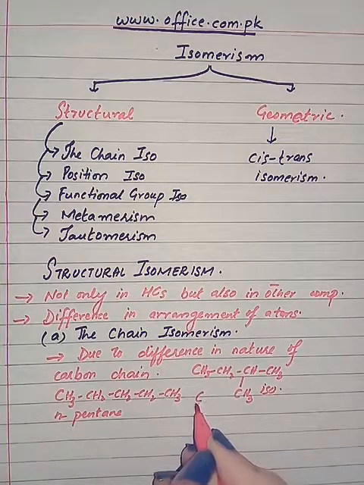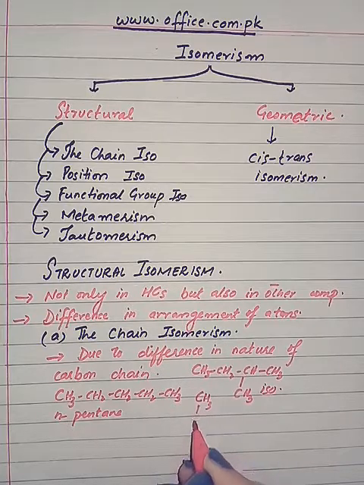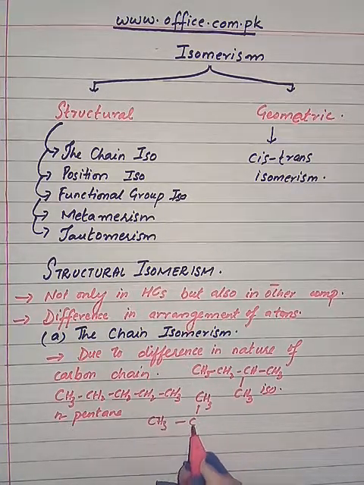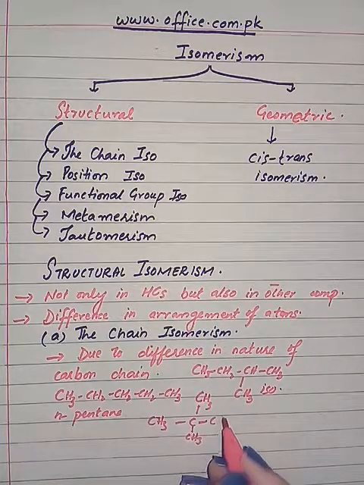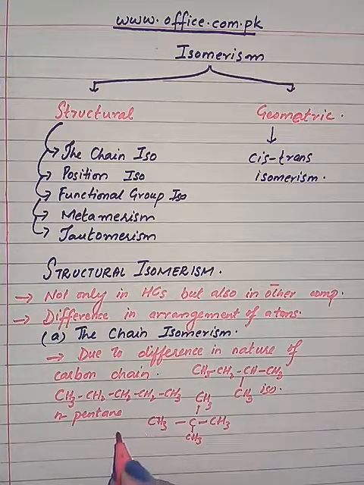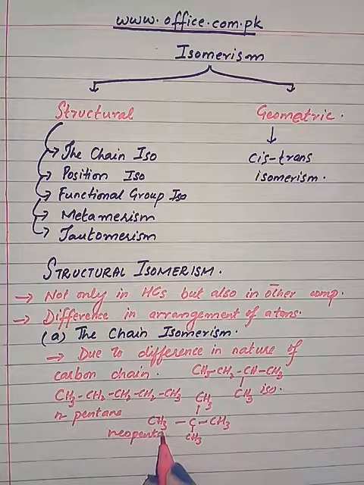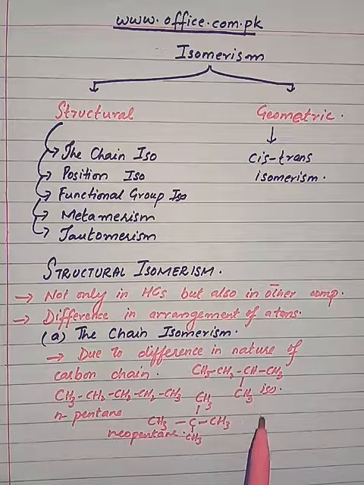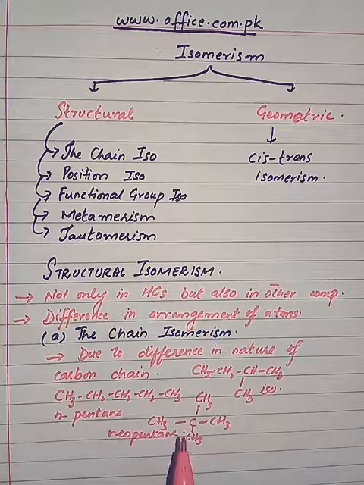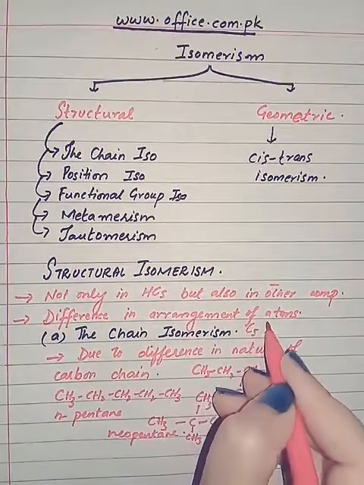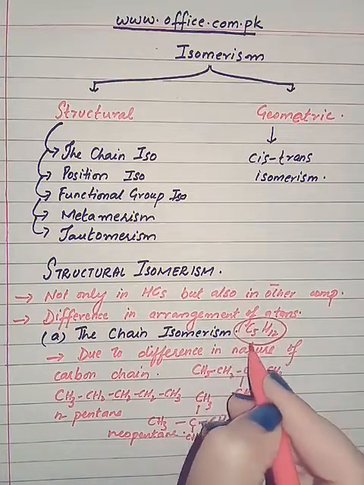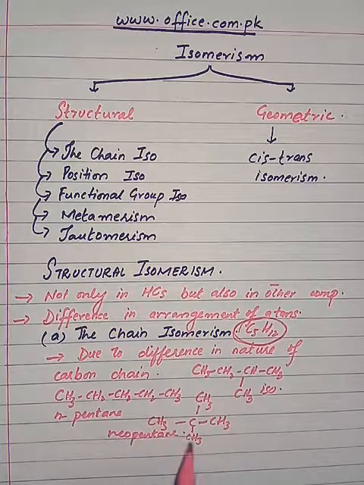And now let me draw the structure of neopentane. Now as you can see, all have 5 carbons and 12 hydrogens. These are all the same when we talk about the molecular formula. All have the same molecular formula of C5H12, but you can see the structural formula is different in all 3 structures. So these arrangements are possible in chain isomerism for pentane. Now let us discuss position isomerism.